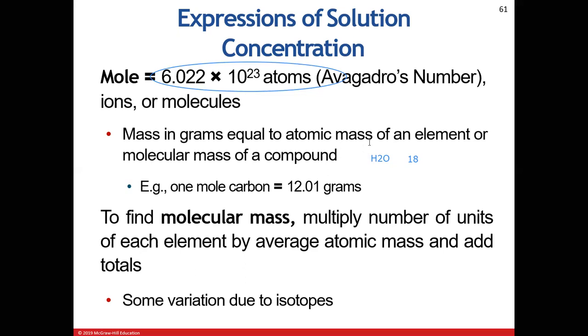And then from there you can do your calculations as you need to. So again, to find the molecular mass, you multiply the number of units of each element by the average atomic mass and add those totals. There may be some variation, obviously due to isotopes and things like that, but for the most part, this is the basics of what you're looking at when it comes to molecular mass.